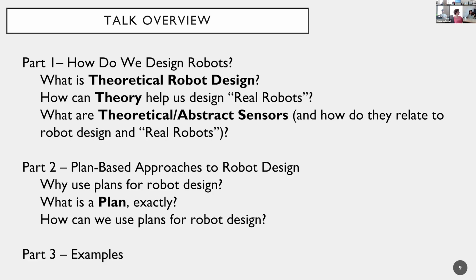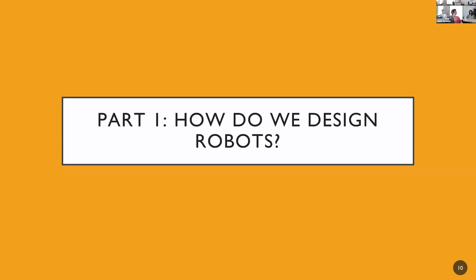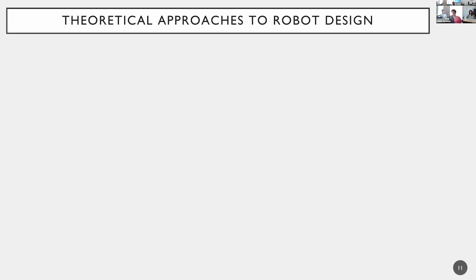And then we will go into the plan-based approaches to robot design, wherein I will cover what I mean when I say plan-based, why we should consider plans for robot design, and how we do that. And then, depending on time, we'll go into examples. So, without further ado, how do we design robots?